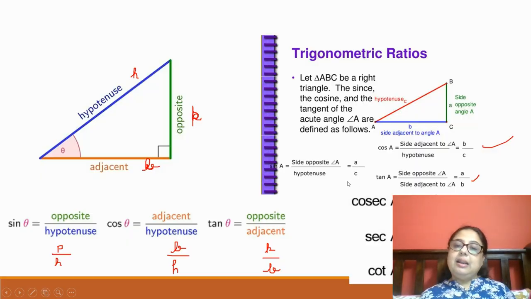Now let us consider the formulas which depend on these. Those are cosec theta, sec theta, and cot theta. Cosec theta is the reciprocal of sine theta, sec theta is the reciprocal of cos theta, and cot theta is the reciprocal of tan theta. If sine theta is p by h, cosec theta will be h by p. If cos theta is b by h, sec theta will be h by b. If tan theta is p by b, cot theta will be b by p because it's the reciprocal.